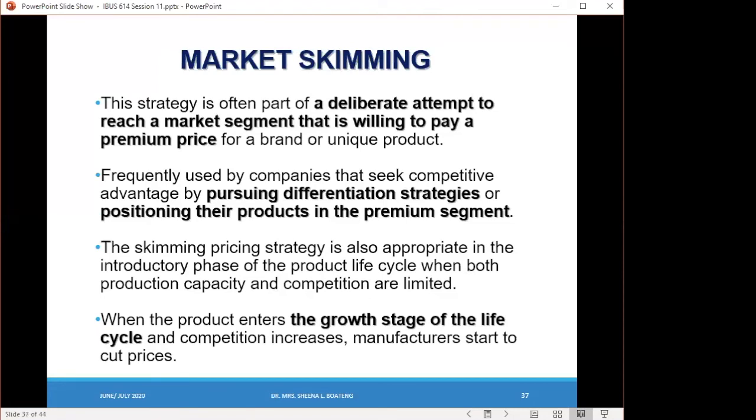Next, we can talk about market skimming. And this is like the opposite of penetration pricing, where the strategy is to deliberately sell the product at a premium price to be able to skim off the best amount of profit from the market before competitors come in and start copying you and imitating what you are doing. And this strategy is frequently used by companies who seek to have a competitive advantage and differentiate themselves from their competition, as well as position their product as a luxury product. And we see this often with popular brands like the Apple brand.